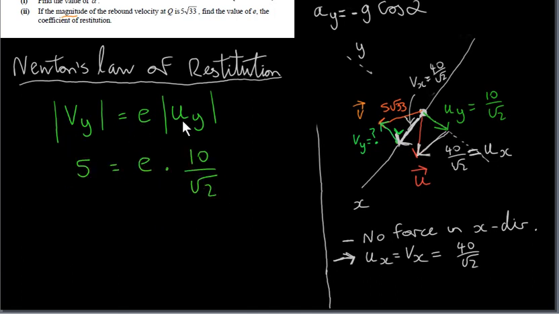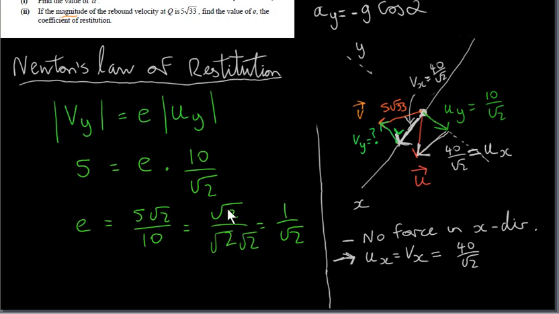So 5 equals E times the magnitude of Uy. The magnitude of Uy is 10 over root 2. So E is 5 root 2 over 10, which is root 2 divided by 2. This 2 in the denominator can be written as root 2 times root 2. So we can write this number as 1 over root 2. And you can see 1 over root 2 is indeed a number between 0 and 1 as expected.